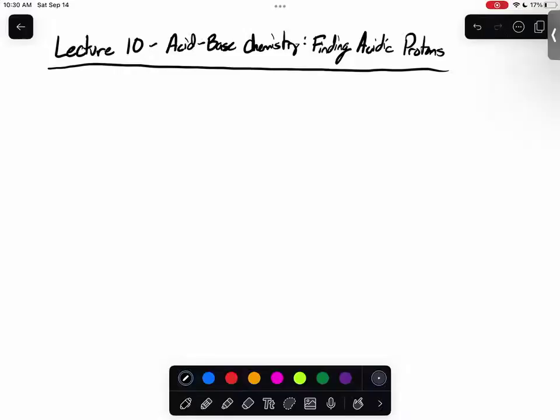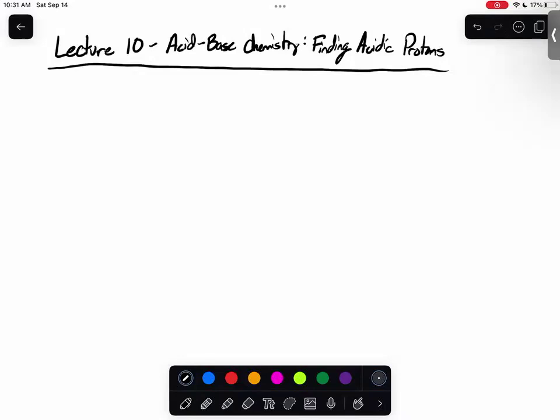Today, we're going to be talking about acid-base chemistry, but we're going to be going a little deeper than we had gone last time. So previously, we had discussed a little bit about Bronsted acid-base chemistry, and this time we're going to be doing more Bronsted acid-base chemistry.